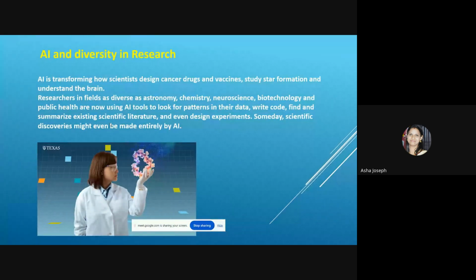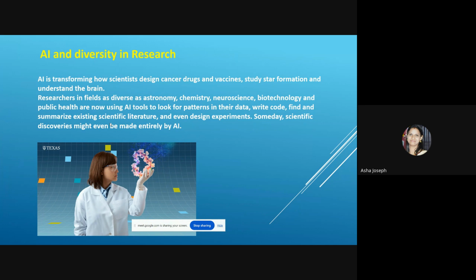AI is transforming how scientists design cancer drugs and vaccines, study star formation, and understand the brain. Researchers from many different fields like astronomy, chemistry, neuroscience, biotechnology, and public health are using AI tools to look for patterns in data, write code, find and summarize existing scientific literature, and even design experiments. Someday scientific discoveries might even be made entirely by AI.